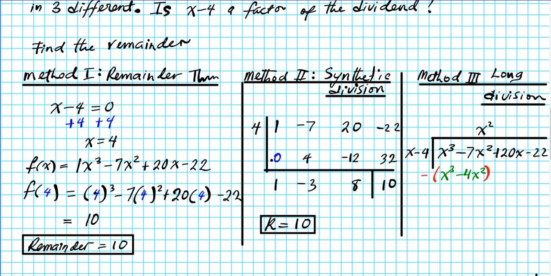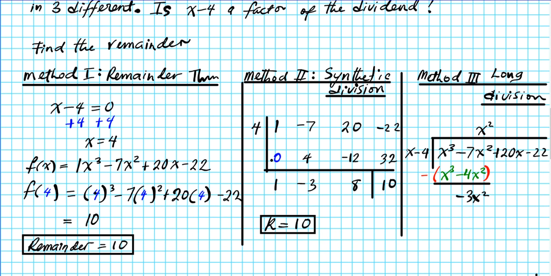When you carry out your subtraction, the first terms always cancel out. That's by design. Okay, so x to the third minus x to the third, that goes to 0. Negative 7x squared minus minus is a plus. So negative 7x squared plus 4x squared is negative 3x squared. And you see this negative 3 right here? That's the same as this negative 3 in the synthetic division algorithm. Okay? Now, what we're going to do next is bring down another term.